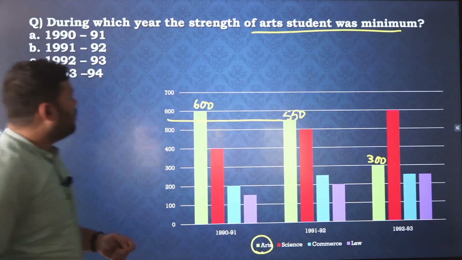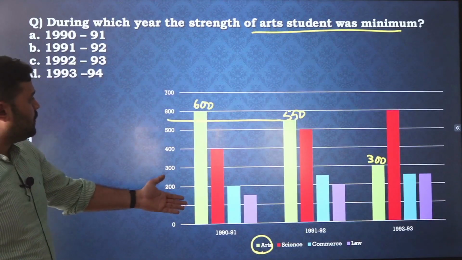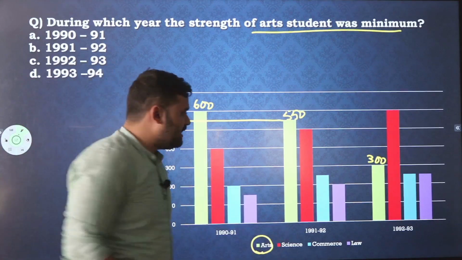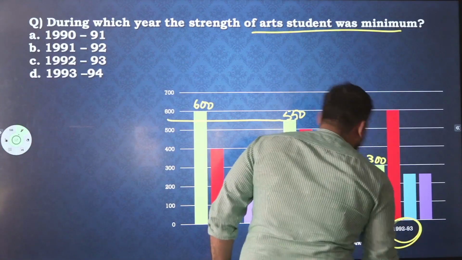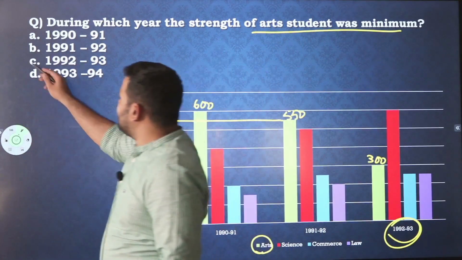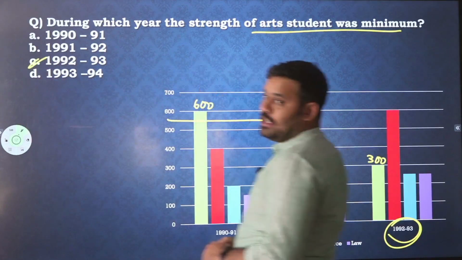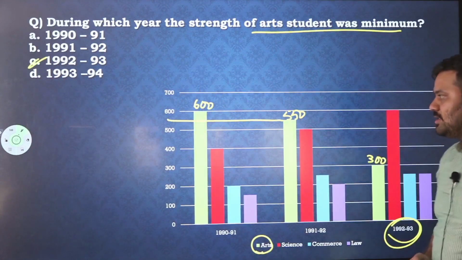Now if you watch, in which year was it minimum? 600, 550, 300. Which one is the least? Least one is 1992-93. So the right answer is going to be 1992-93. That is the right answer.